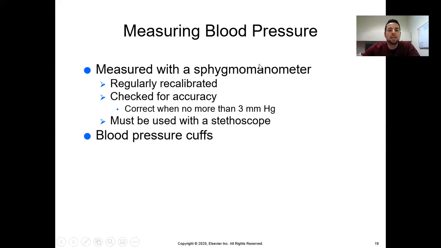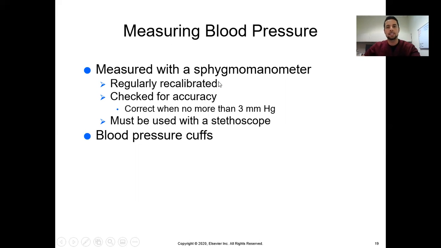All right. So the blood pressure we measure with the sphygmomanometer. This one's regularly calibrated. Make sure your sphygmomanometers work and just check for accuracy, usually within 3 millimeters. You can verify that with an electronic one. But do know how to take blood pressure manually.